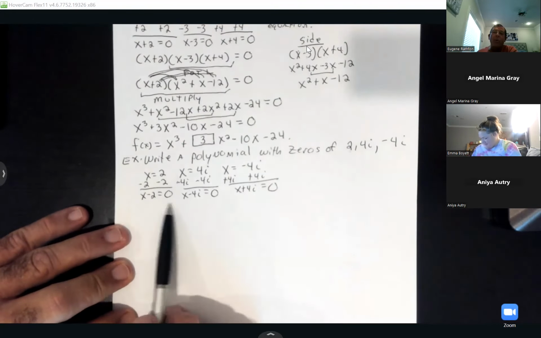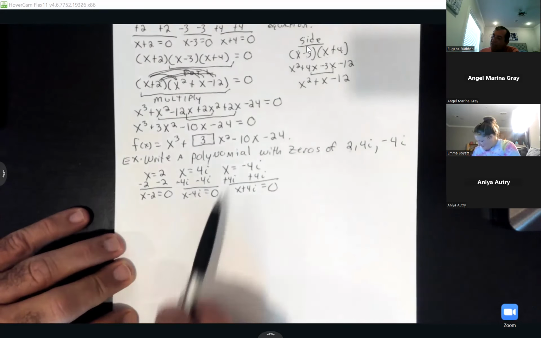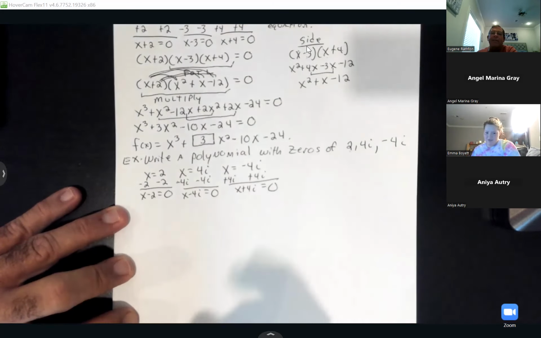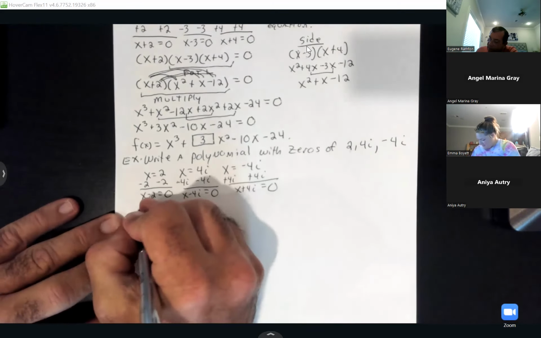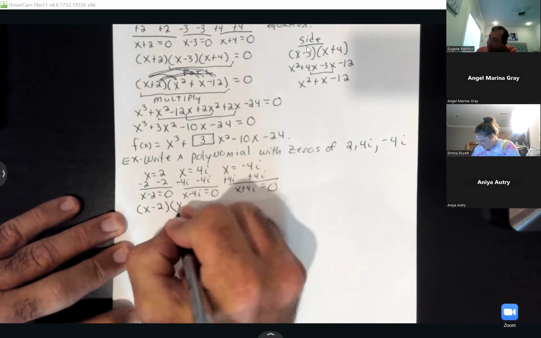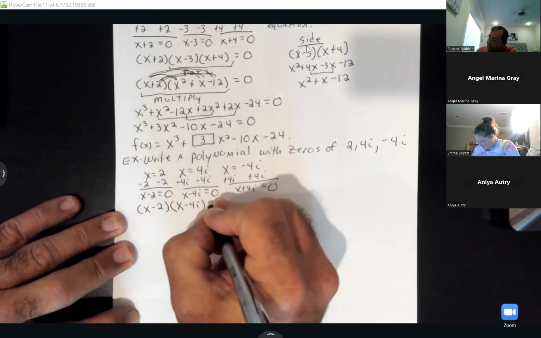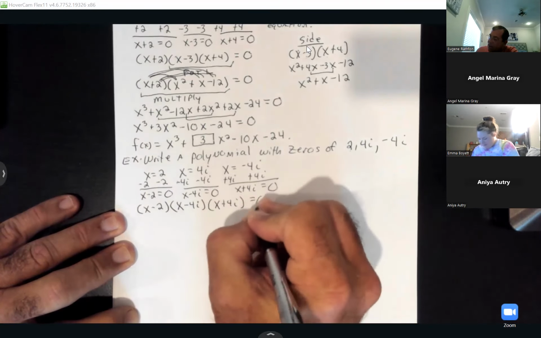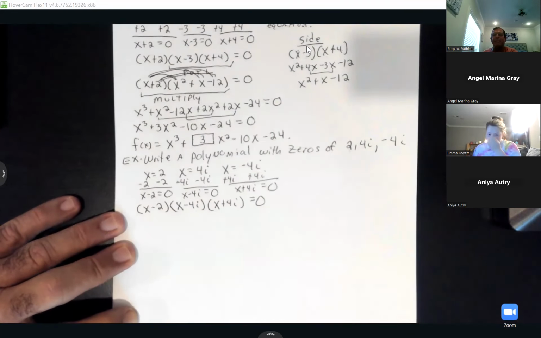All right, y'all, so I got 3 equations equal to 0. So now I'm going to do like up here and put them all in parentheses equal to 0. So I'm going to bring down my x minus 2, x minus 4i, x plus 4i, and set all that equal to 0.